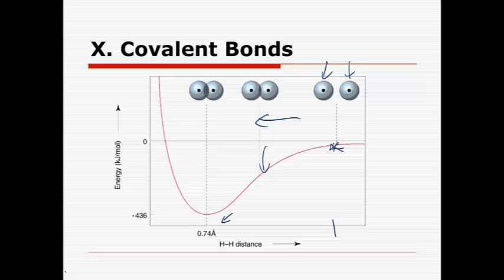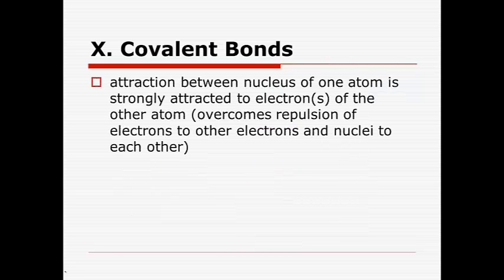Now, if the atoms actually start getting a little bit closer together, notice the energy shoots way up. So at this point right here, these two atoms would be the most stable, so they form a covalent bond. Now, what is a covalent bond? It's an attractive force between the nucleus and the electrons of the other atom. And remember, all your bonds are basically attractions between nuclei and electrons.